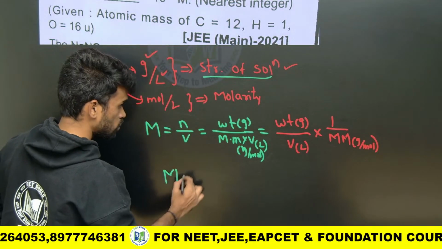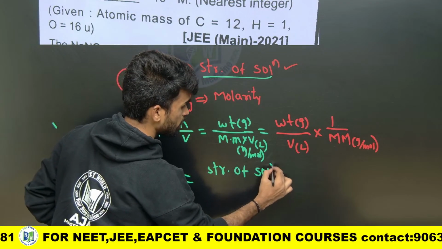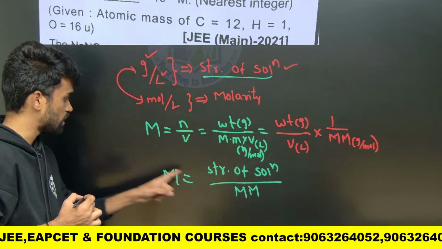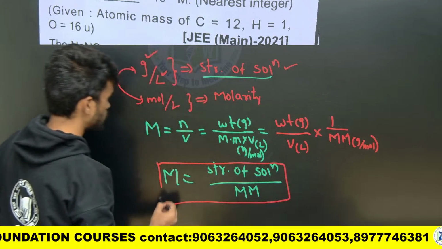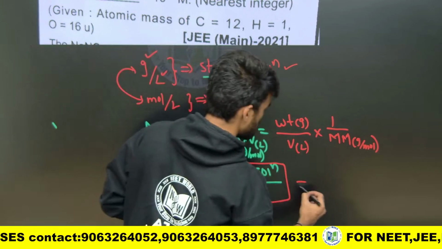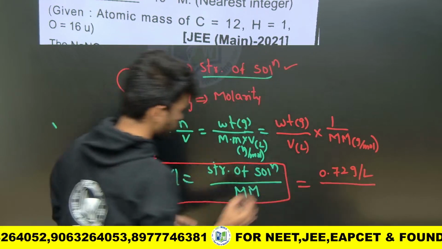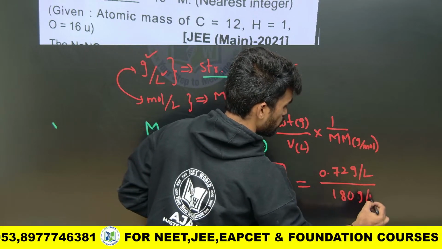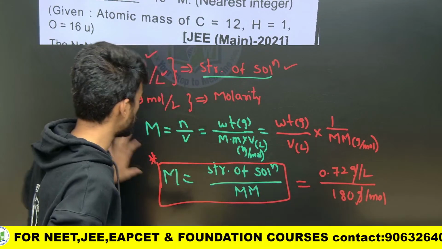Molarity equals weight by volume, meaning strength of solution, divided by the molar mass of that particular solute. It will give us molarity. So this is the important relation you should remember. Hope it is clear how we got this relation. Now, what is the strength of solution? They mentioned 0.72 gram per liter, divided by the molar mass of glucose, which is 180 gram per mole. The gram cancels, so we will have mole per liter as the unit of molarity.